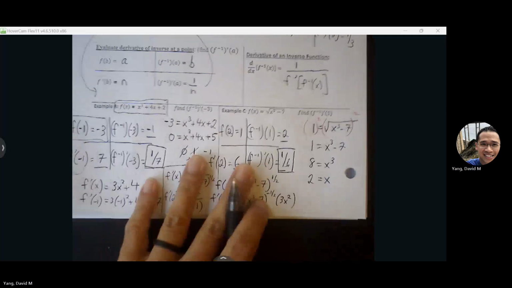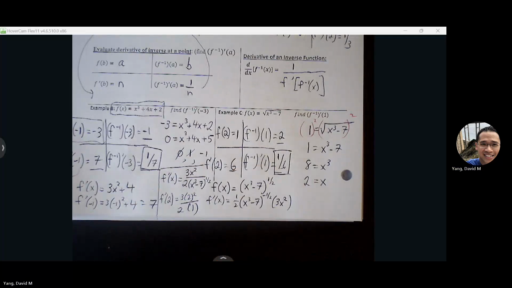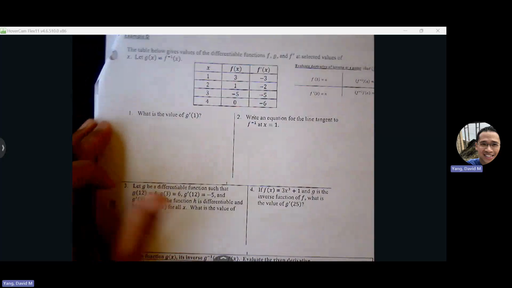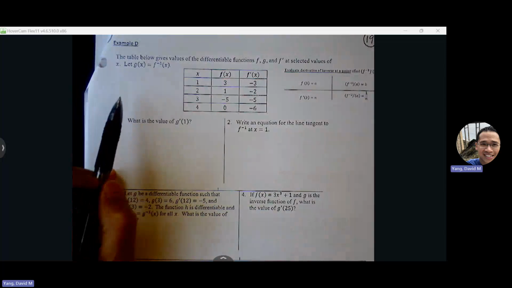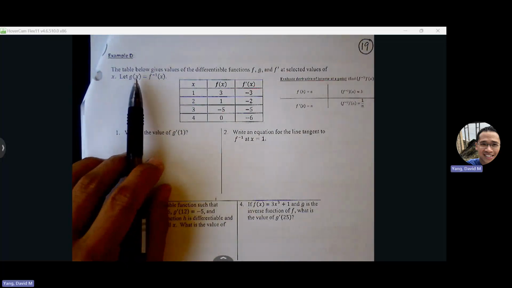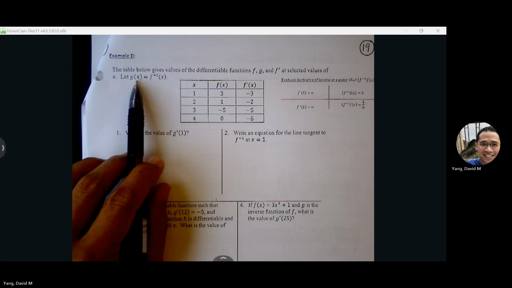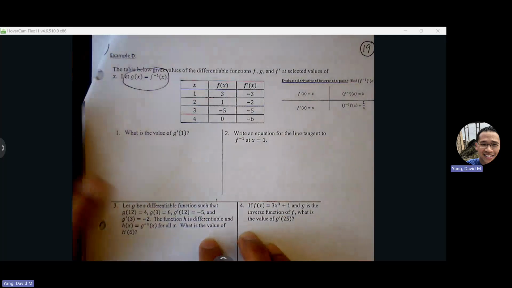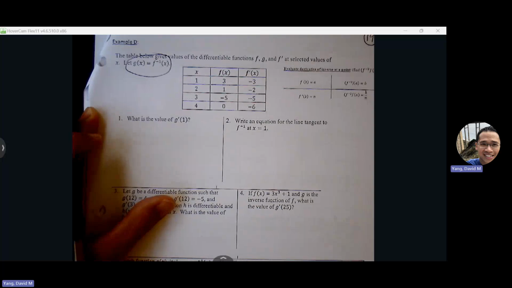Okay. Questions? Sometimes the problems are even easier than that in the sense that all the values are given to you and you just have to be able to fill out the chart and then gather the data. So let me show you what that looks like. This is page 19. Let g equal f inverse of x. So whenever you see this, you know that you're dealing with a function and its inverse.